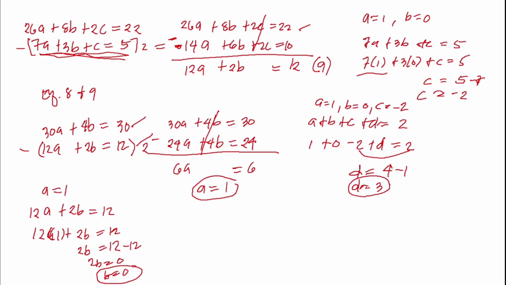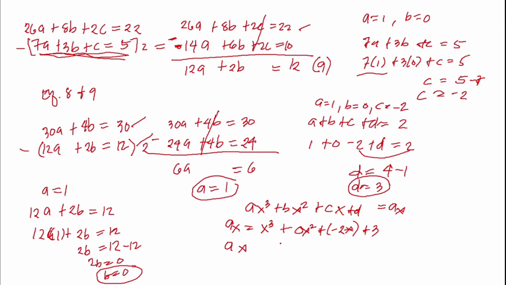So now we have the value for our A, B, C, and D by the use of this equation: AX cubed plus BX squared plus CX plus D is equal to AX. So we could now have the formula as AX. The value for A is 1, so this is x cubed, plus the value for B is 0, so this is 0 x squared, plus the value for C is negative 2, so this is negative 2x, and D plus 3. So therefore AX is equal to x cubed minus 2x plus 3. Alright, so this is the equation.